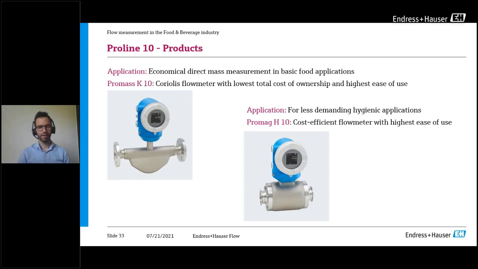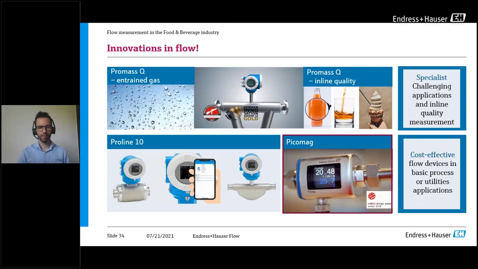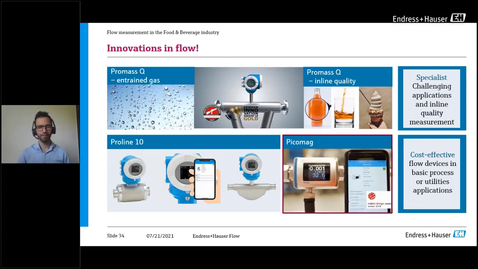The Promac 10H existed already, and it uses also the same sensor. It's the transmitter and the intuitiveness which changed. And if you need it for your basic process applications and less demanding hygienic applications, then this is the product of choice. Yeah, so this was the first overview of the Proline 10.